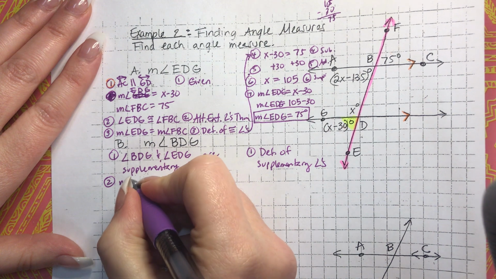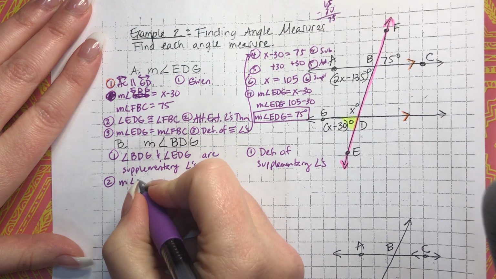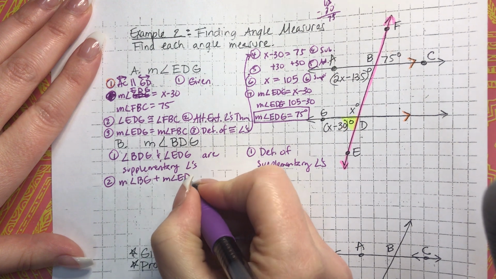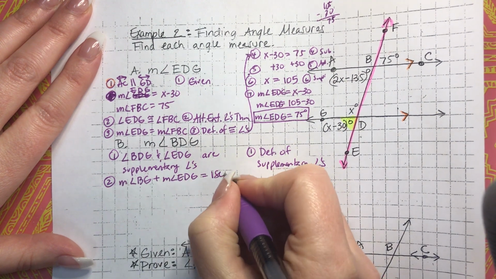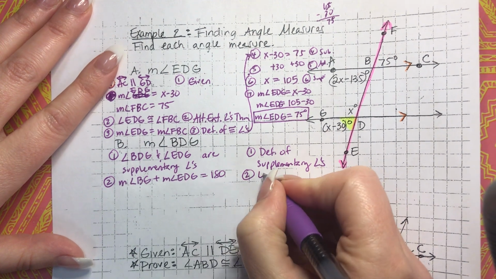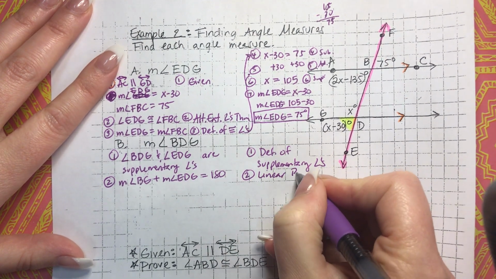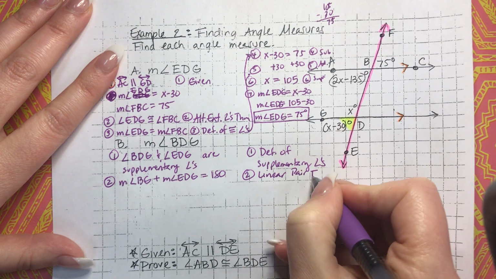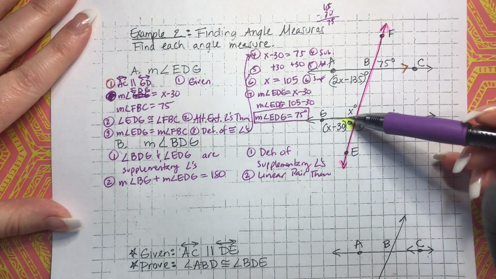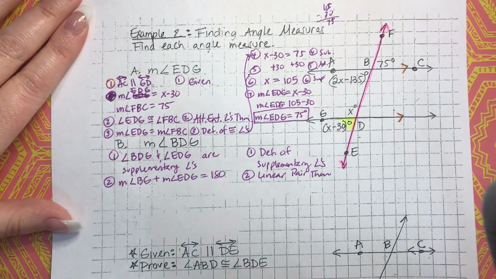So we know that the measure of angle BDG plus the measure of angle EDG is equal to 180 degrees because of the linear pair theorem. Okay? So then we just need to substitute these values in.